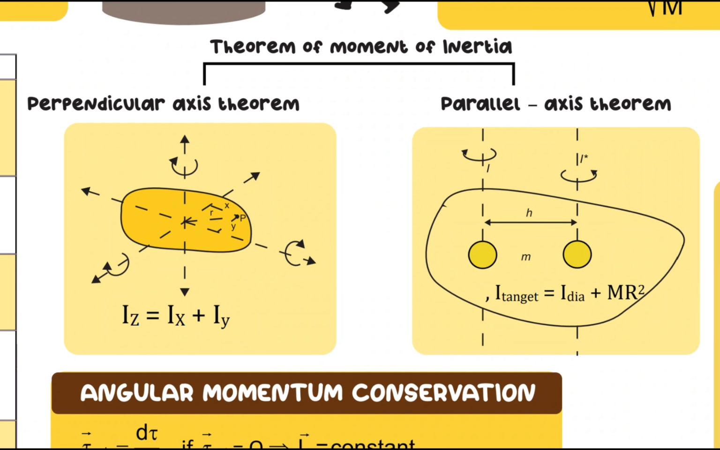Theorems of moment of inertia. Perpendicular axis theorem: Iz equal to Ix plus Iy. Parallel axis theorem: moment of inertia about a tangent is equal to moment of inertia about the diameter plus m r square.